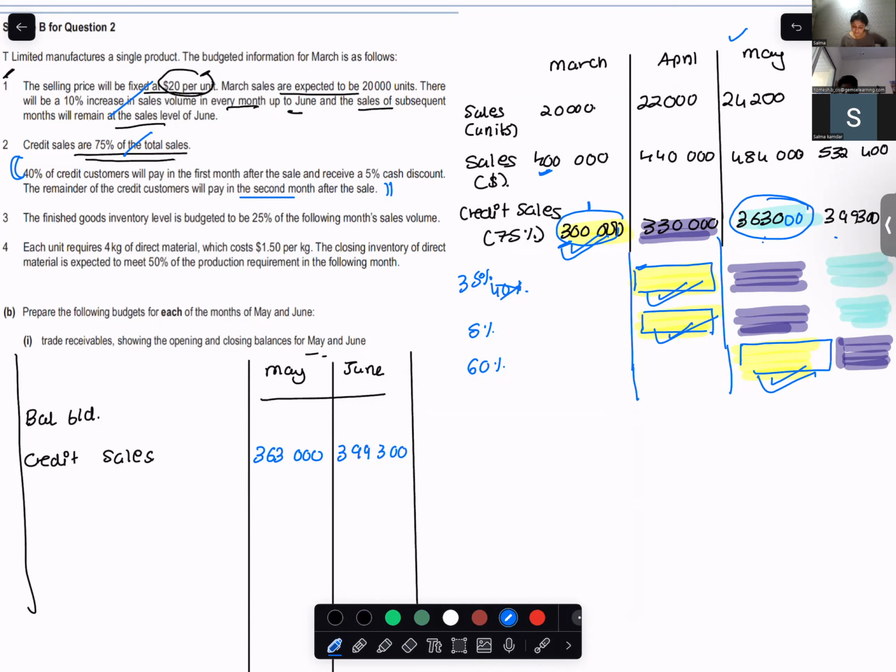So it will be 60% of April. I want the trade receivables opening balance. That means I want to know the opening balance of the people who have not paid me. So it will be 60% of the previous month. Let's check. For the month of April, I will not receive 60% in the month of May. So my trade receivables opening balance would be 60% of the previous month. Exactly. Of which month? Of April.